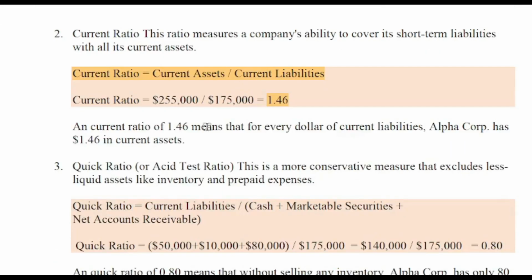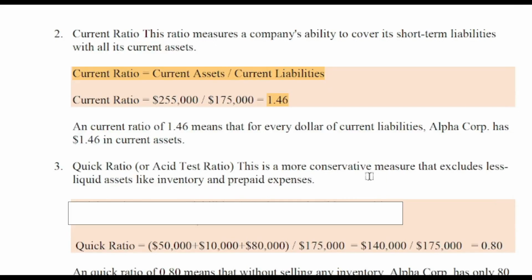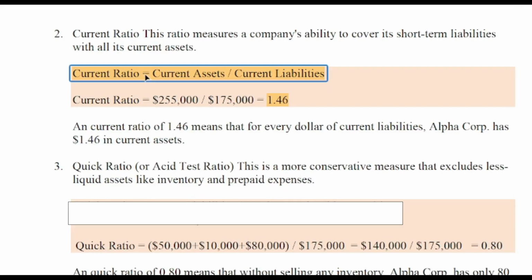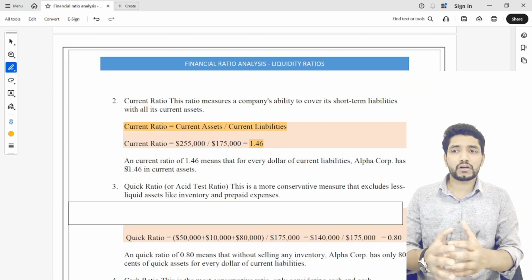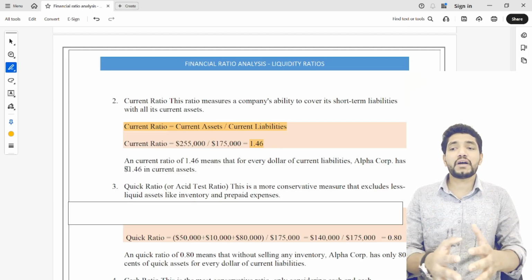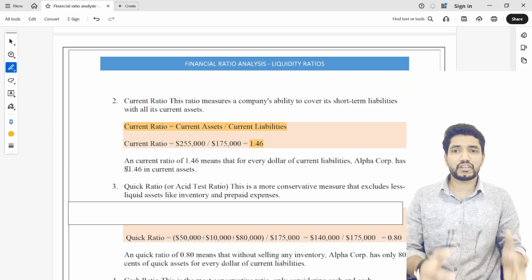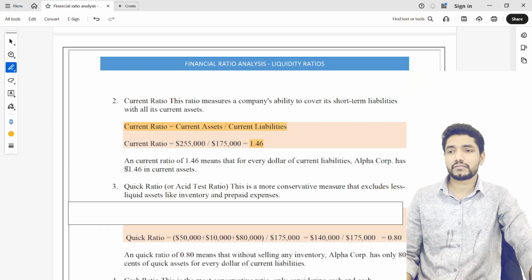So what is its interpretation? Which means for every single $1 of current liabilities, the company has $1.46 of current assets. For each $1 of current liability, the firm has $1.46 of current assets.